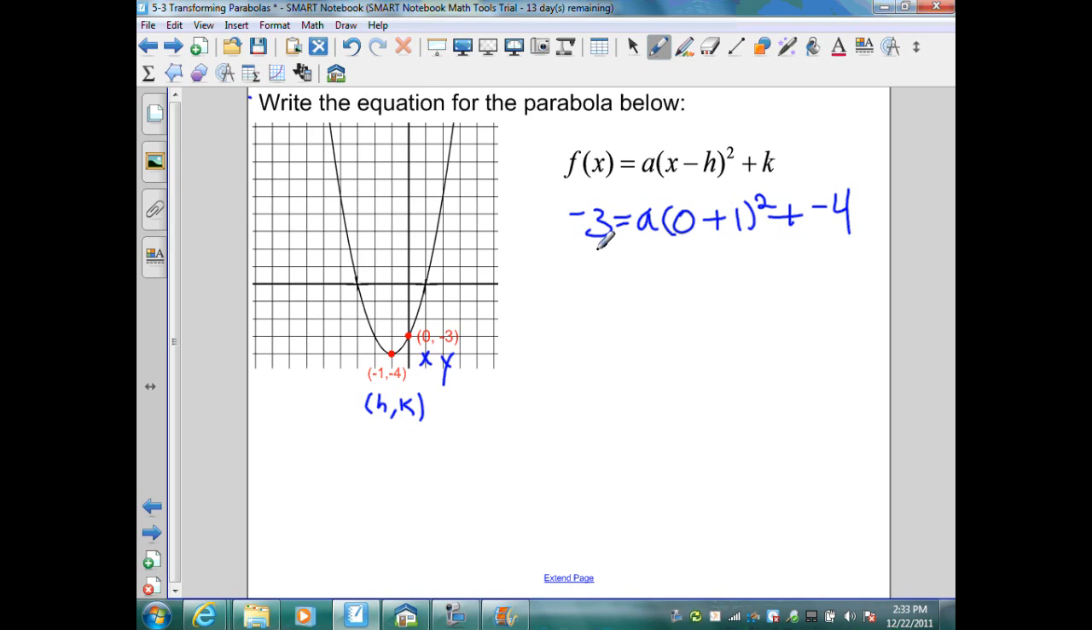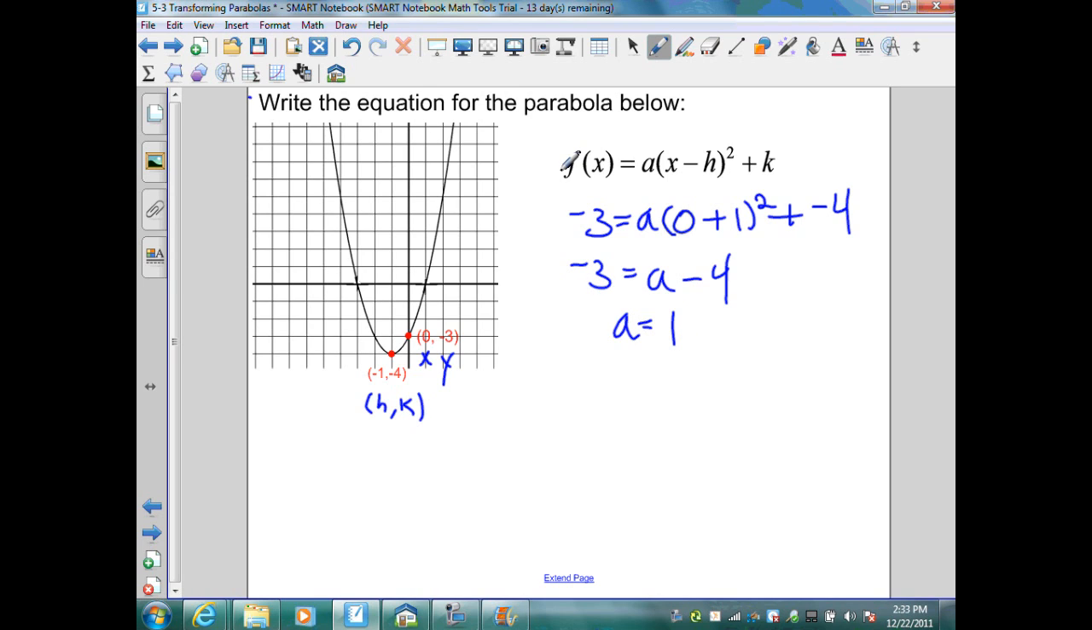Now, all I need to do is simplify the right side of my equation and then solve for a. So I bring down a negative 3. A times 0 plus 1 is 1. 1 squared is 1, so 1 times a is just a, minus 4. Add 4 to both sides, and I get a equal to 1.